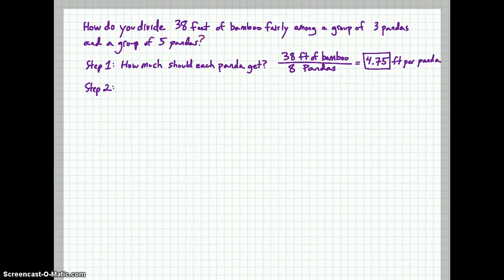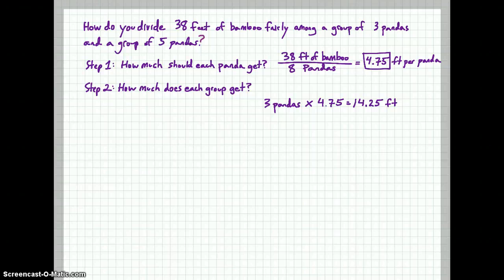Step 2. How much does each group get? So the first group, 3 pandas, each of them should get 4.75 feet. Do the multiplication, you get 14 and 25 hundredths of a foot, or 14 and a quarter. The other group has 5 pandas, again times 4 and 75 hundredths of a foot, because there are 5 of them, and there you go.